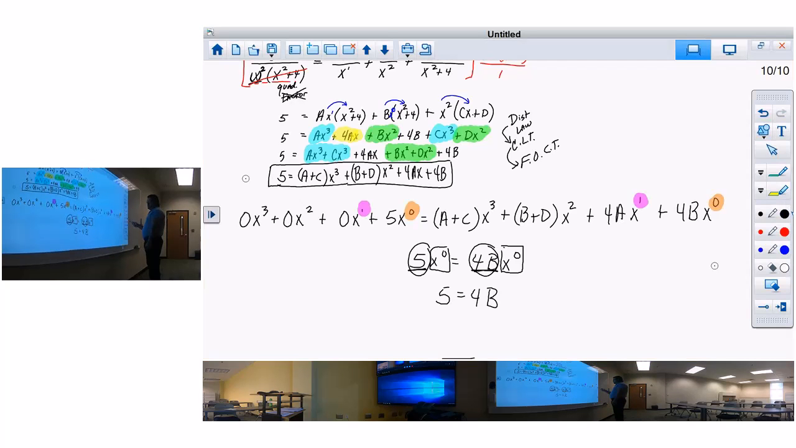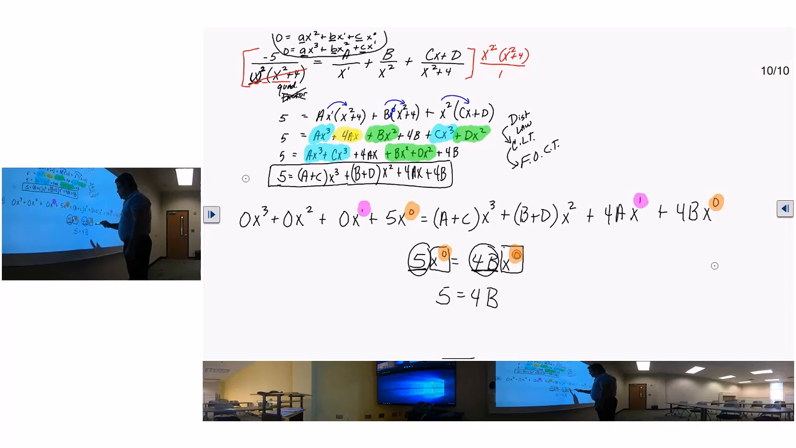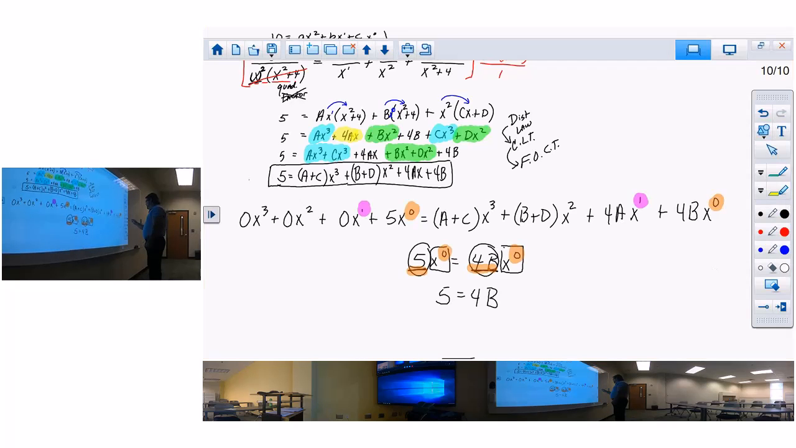All right. But first I want to take that orange highlighter, and I want to highlight this. And since those two are equal, then this and this is equal. So b is equal to 5/4.